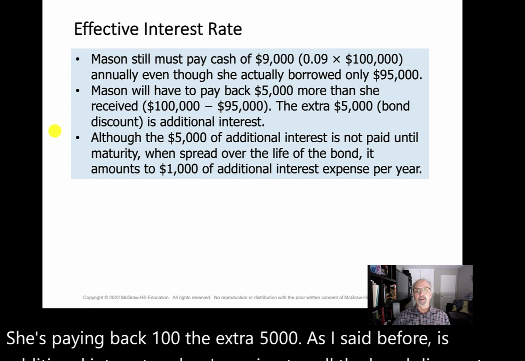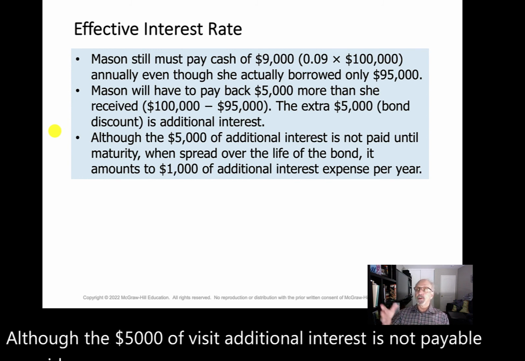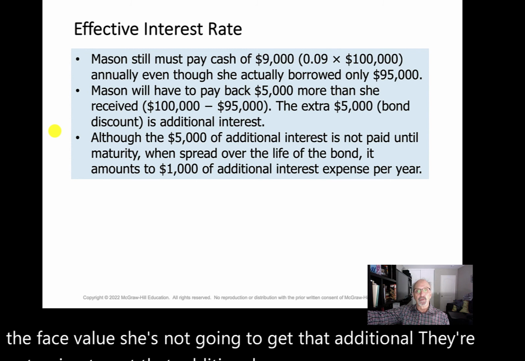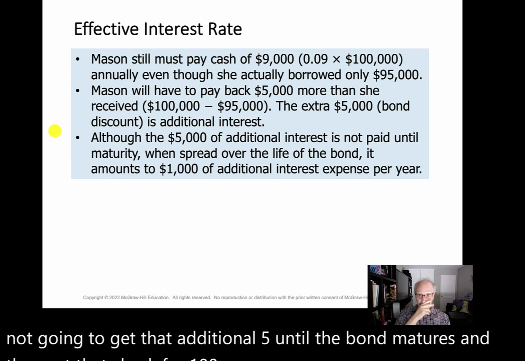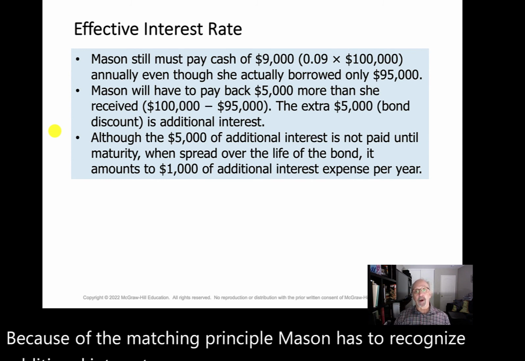Although the $5,000 of additional interest is not payable or paid until maturity. So in other words, because it's built into the face value, they're not going to get that additional $5,000 until the bond matures and they get that check for $100,000 representing the face value. Because of the matching principle, Mason has to recognize additional interest expense each year that the bond is outstanding.